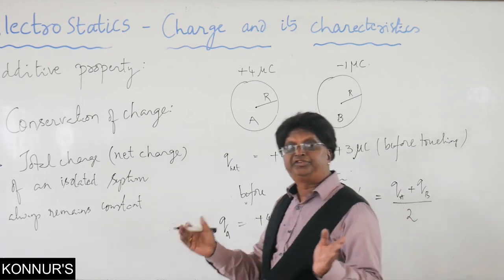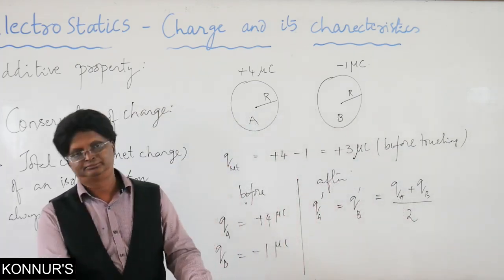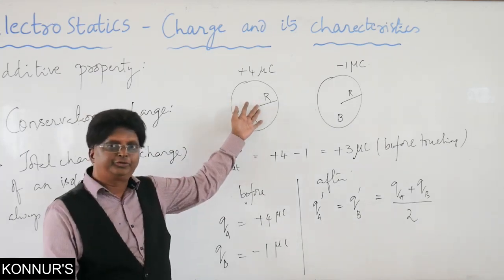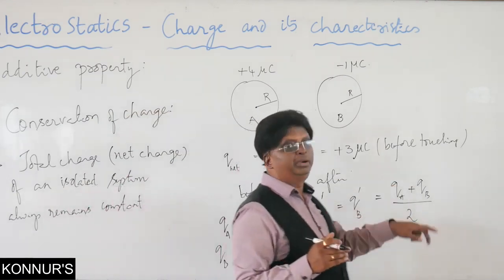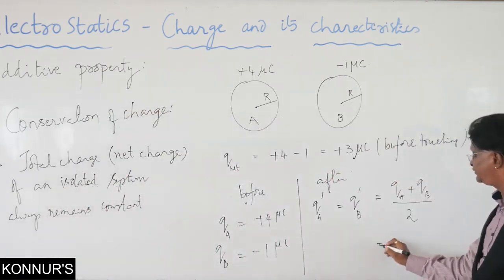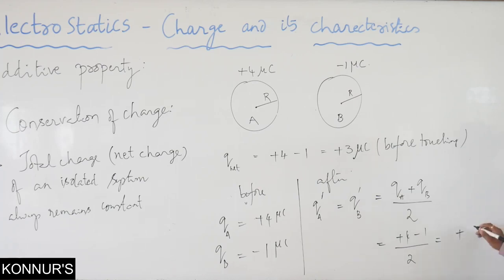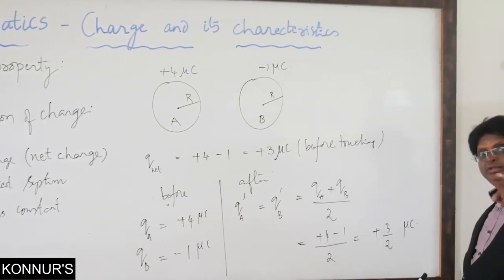Now they distribute charge equally between them. This equal distribution is the case when the same size arises, but not at other times. Therefore, now (QA + QB)/2. So what is the answer here? It will be (+4 - 1)/2, that is equal to +3/2 microcoulomb on each, on both A and also on B.